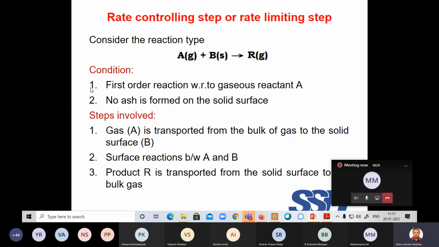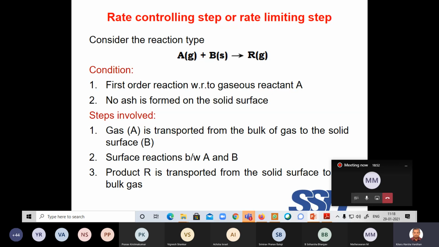So let us assume some conditions. Let us assume the reaction is first order with respect to the gaseous reactant. So when you are writing the rate, you can write minus RA is nothing but K, some rate constant, into CA, because it is first order. So let us assume B is a solid. Earlier itself I told you B is a solid.